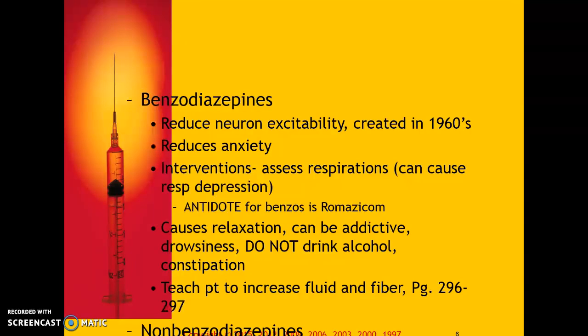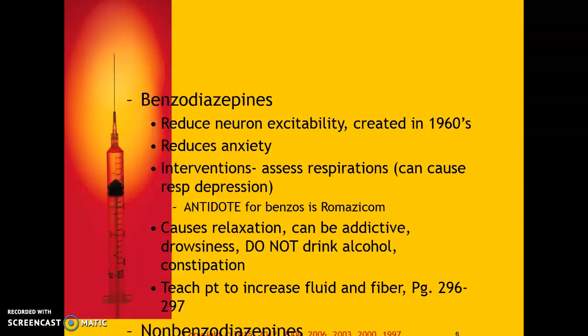Remember, this is the one, and you're definitely going to need to know this, that the antidote is romazicam for that. I think it's actually C-O-N. I'm going to have to look that up. But either way, you guys make sure that you look that up and see that you know what the antidote is. So it's much like for an opiate, if I have an overdose of an opiate, I'm going to use Narcan. If I have an overdose of benzodiazepine, I'm going to use romazicam.